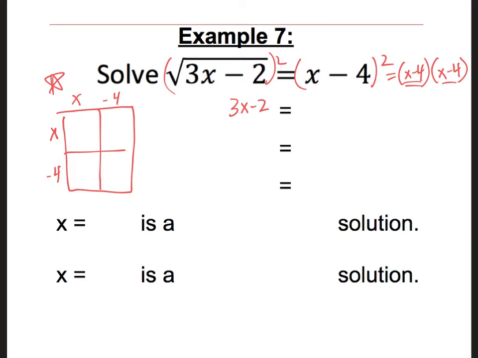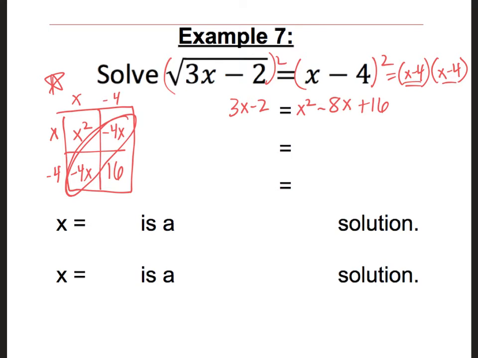So x times x gives me x squared, x times negative 4 is negative 4x, negative 4 times x is negative 4x, and then negative 4 times negative 4 is a positive 16. Again, I'm going to combine my like terms, so x squared can't be combined with anything yet, but negative 4x minus 4x is a negative 8x, and then plus 16 will be by itself too. So again, square both sides and do the box method.